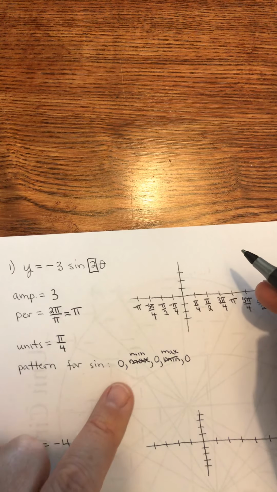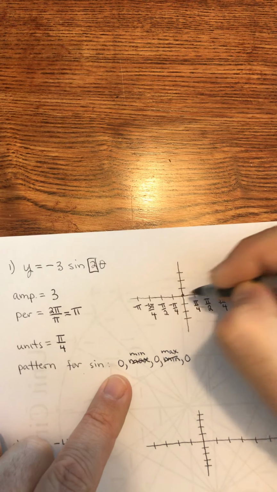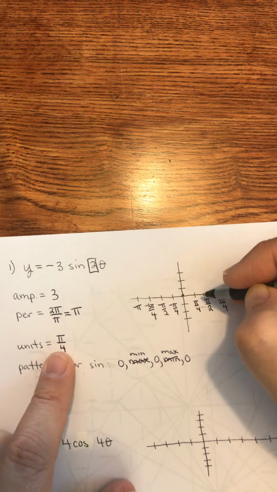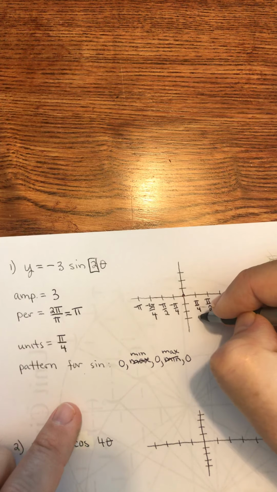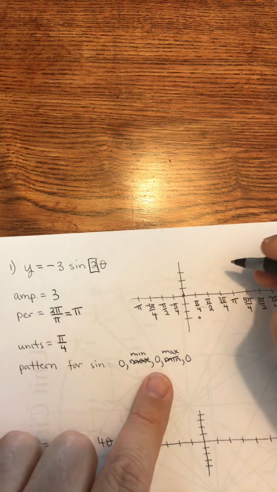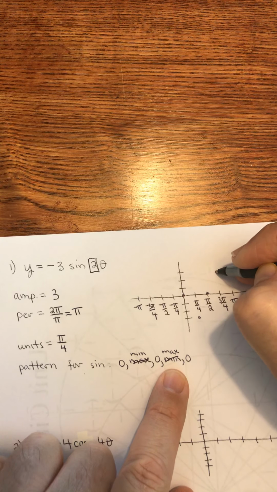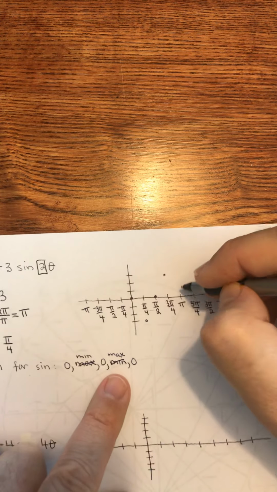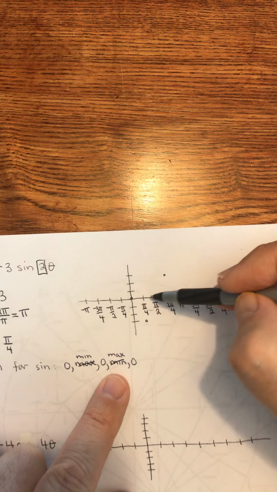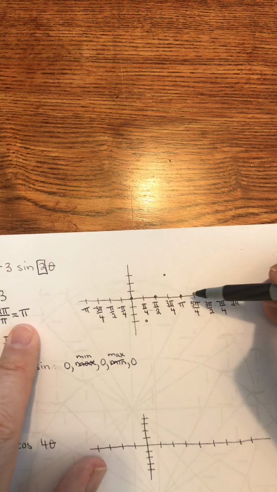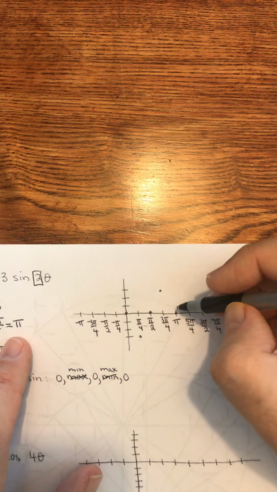So I always start at the y-axis, and at the y-axis I'm at 0. The first unit to the right, which we determined was pi over 4, is going to be at a minimum, and the minimum will have an amplitude of 3, so we go down here. Then the next one to the right is 0, and the next to the right is a maximum, and then back to 0. And if you did this correctly, that fourth one, 1, 2, 3, 4, should match the period, and it does. The period was pi. And then this pattern keeps going on forever.